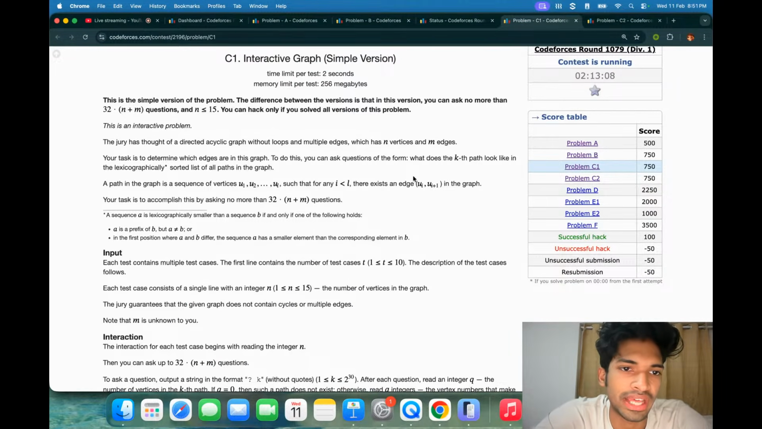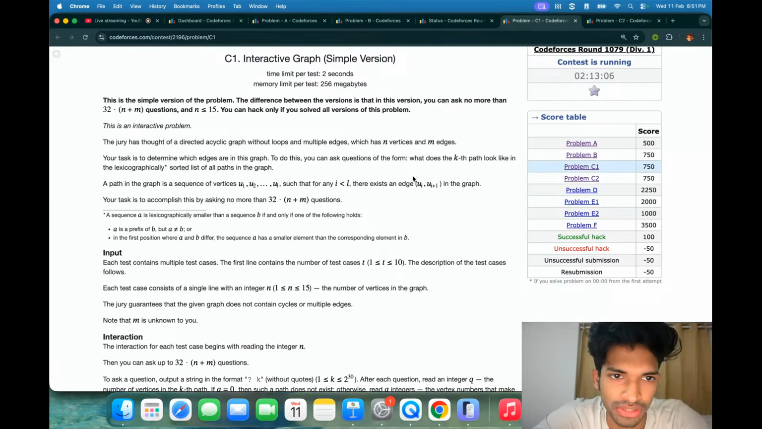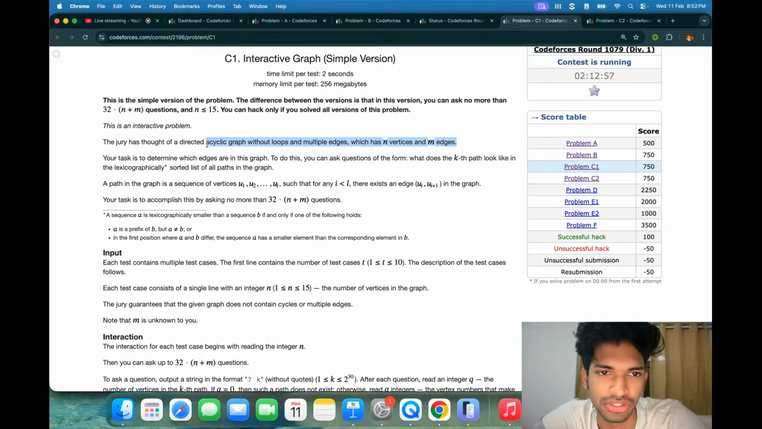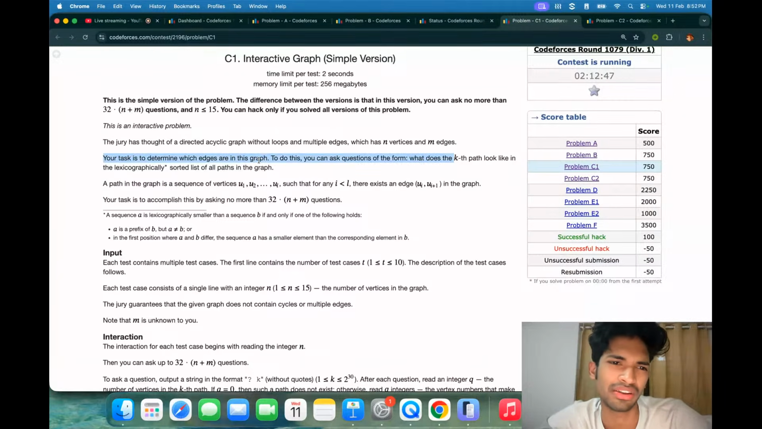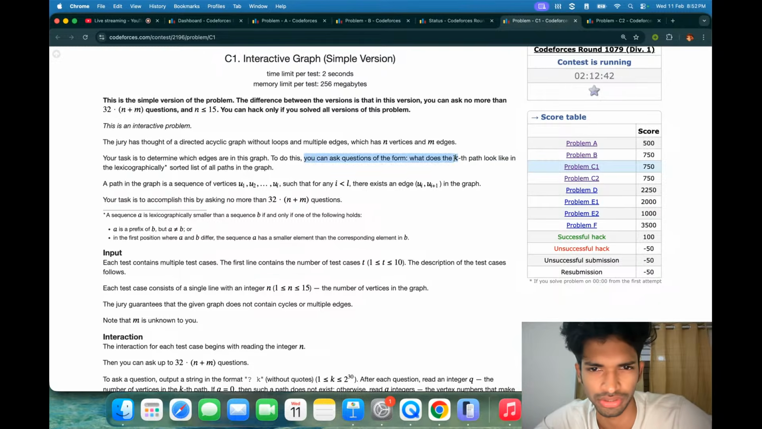The jury has thought of a directed acyclic graph without loops or multiple edges, which has n vertices and m edges. So there is a directed acyclic graph without loops and multiple edges. There are no loops. There are no multiple edges. Acyclic directed with n vertices and m edges. Your task is to determine which edges are in this graph. To do this, you can ask the following questions of the form.